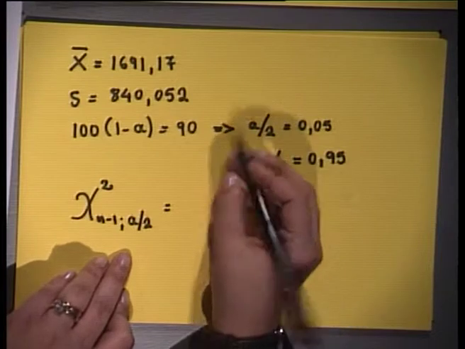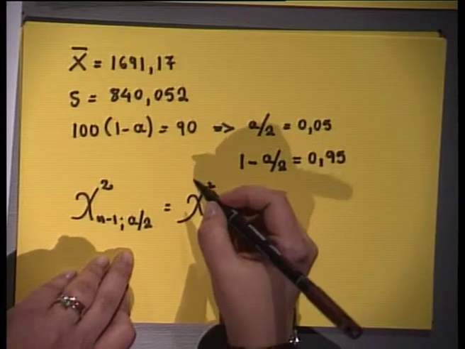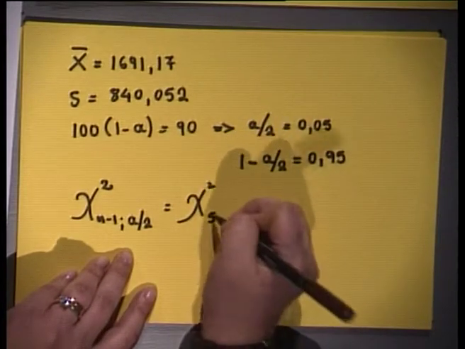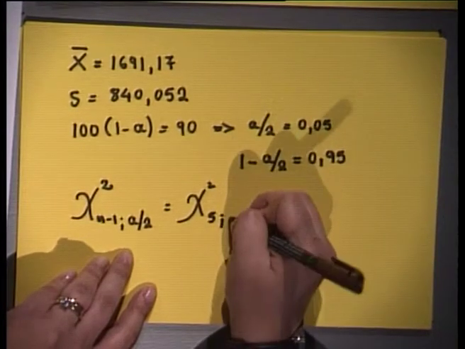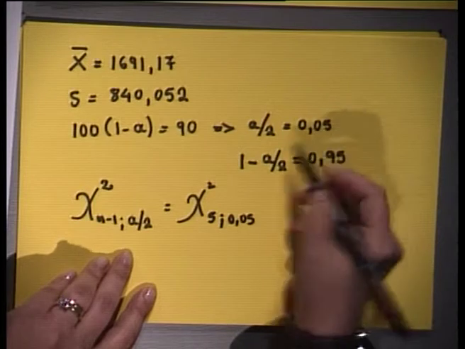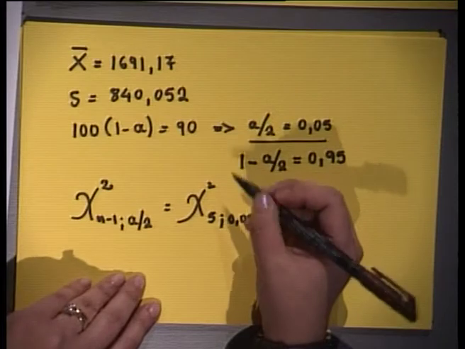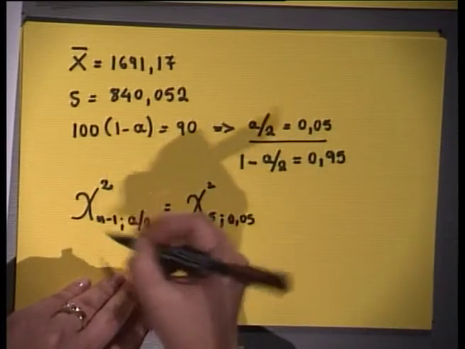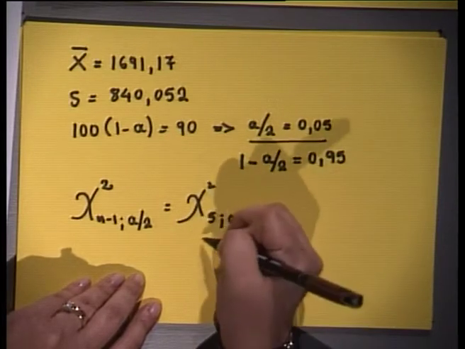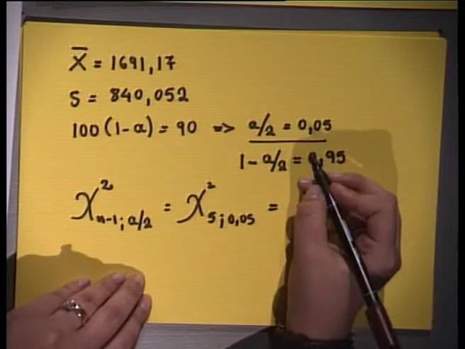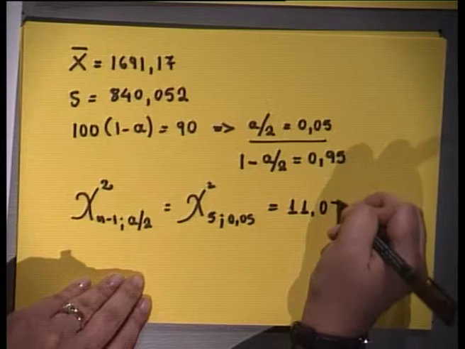which for this set of data corresponds to 5, since we have 6 data, and 0.05 as calculated here. And if we look at our tables, we can read the value of the chi-square distribution, which is 11.07.